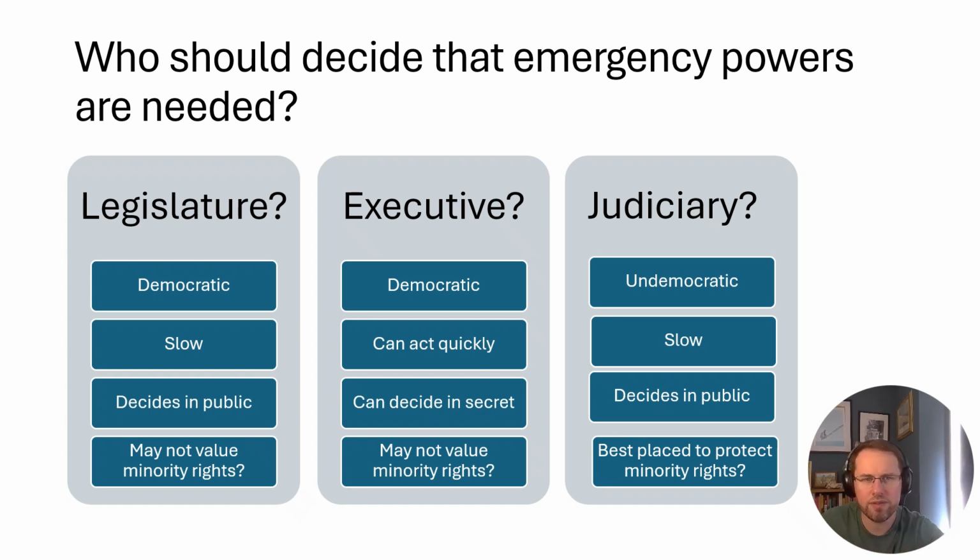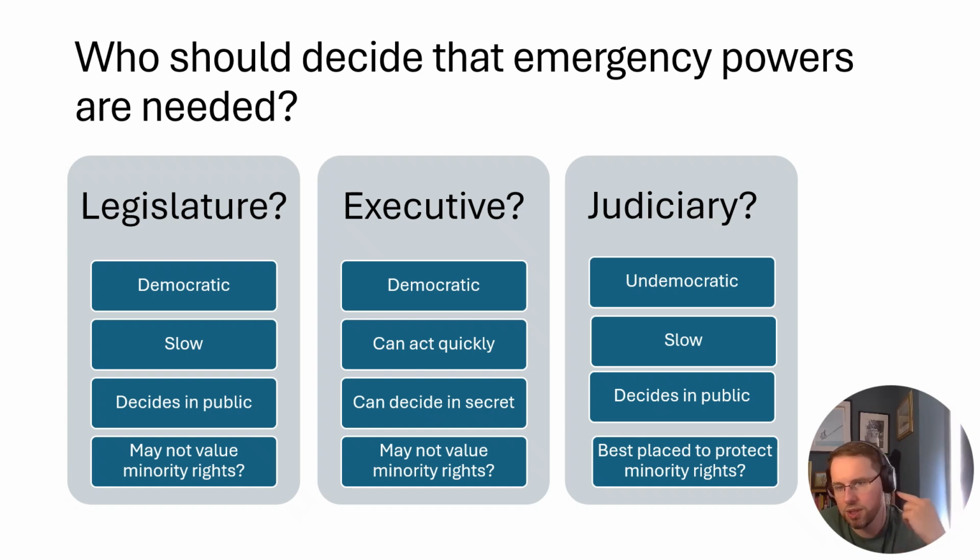The executive, on the other hand, is maybe not as democratic as the legislature, depending upon the country, but it can act swiftly. It has the key advantage of deciding in secret, but again, it mightn't be able to value minority rights. And this question of deciding in secret can be quite important in the area of emergencies, particularly in the context of national security, because if you disclose these secrets in public, you're potentially undermining national security. Or at least that's the way the argument goes.